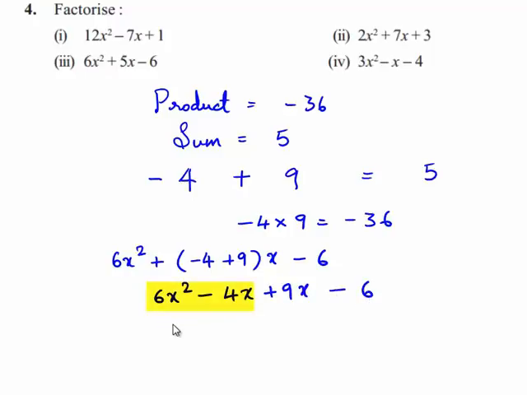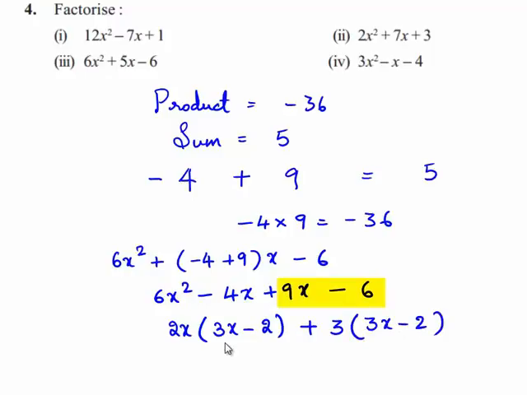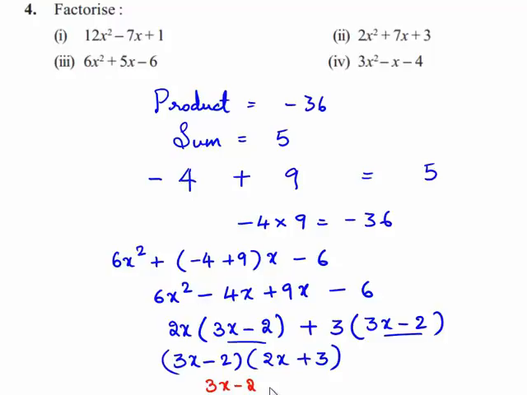So we can take 2x as common from the first and second terms, 2x times (3x minus 2), and here we can take plus 3 as common, 3 times (3x minus 2), and we can see 3x minus 2 as a common term here, (3x minus 2) times (2x plus 3). So the factors of the given polynomial are 3x minus 2 and 2x plus 3.